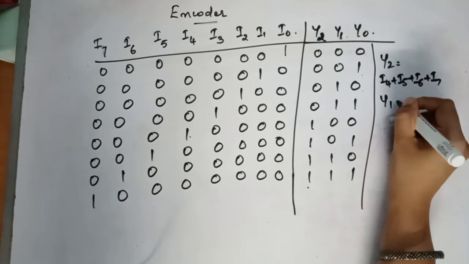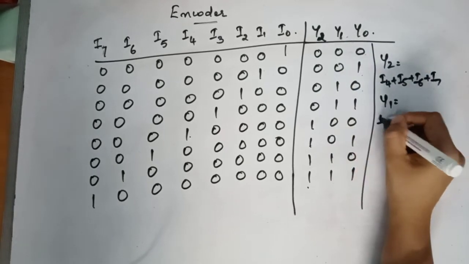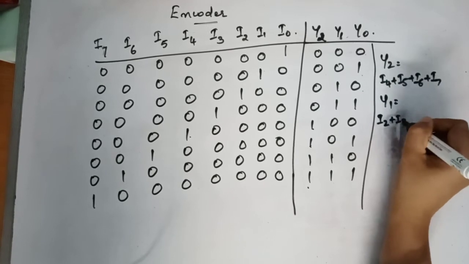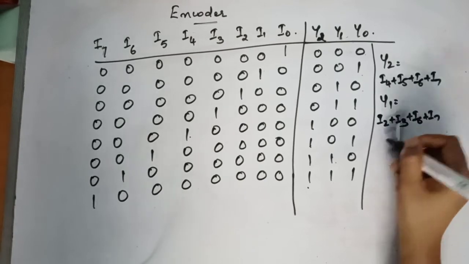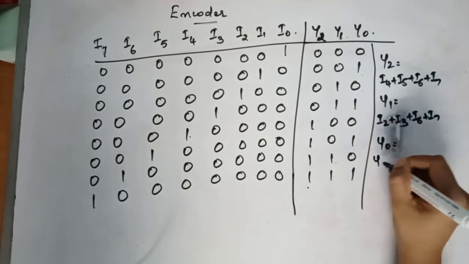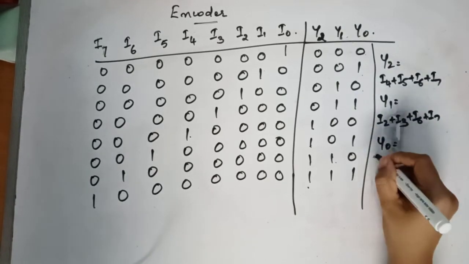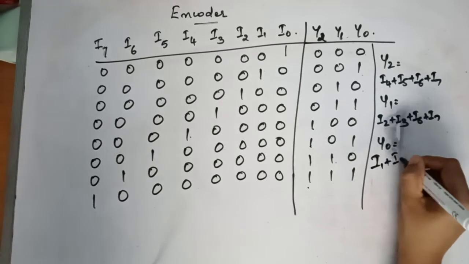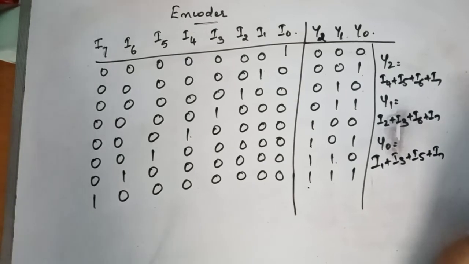And y1 is 1 when I2, I3, I6 and I7. Y0 is 1 when I1 is 1, I3, I5 and I7.